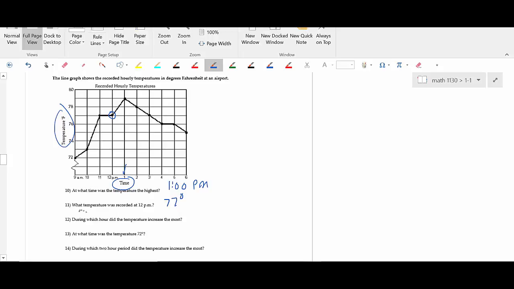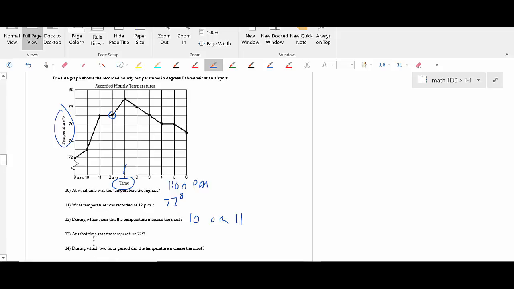Then the next thing says, during which hour did the temperature increase the most? Well, what we're looking for is, where did it jump the most? It looks to me like from 10 to 11, that's where you have the biggest rise, right? That was worded kind of funny. I would say 11 o'clock, that's where you have the biggest increase, depending on how you interpret that. Or you could say the 10, I don't know what they're asking by that. So you could say 10 or 11, really the big deal is between 10 and 11, that's where it rose the most, right?